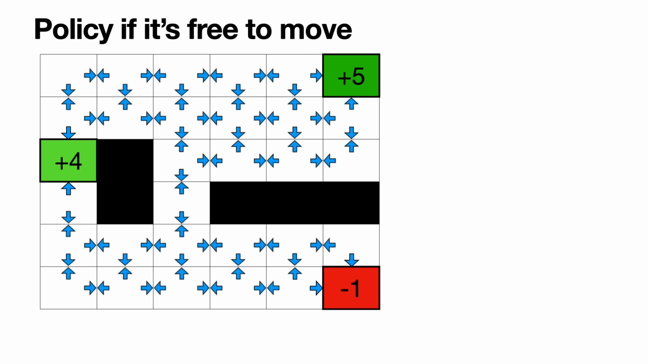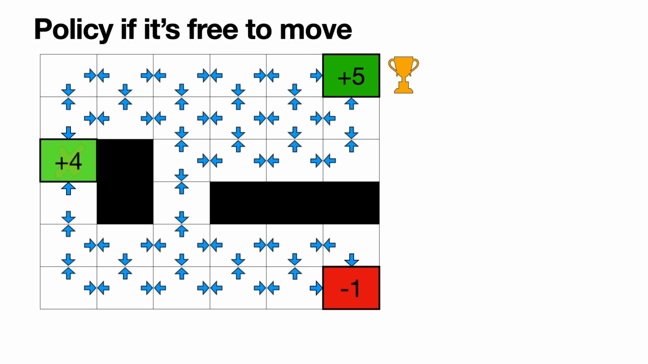Now that you've learned what values are, let me tell you what a policy is. So let's go back to the first game where it was free to move around. Now, if it's free to move around, then I always want to get to this 5 over here, and I never want to hit the other 2 numbers.